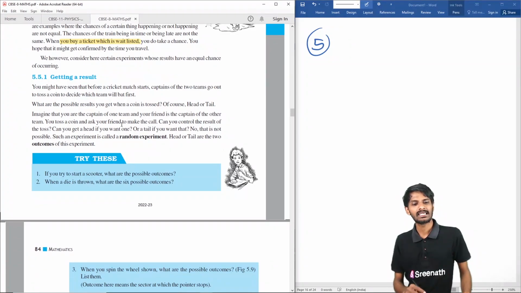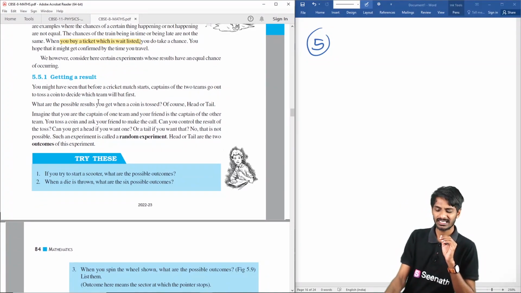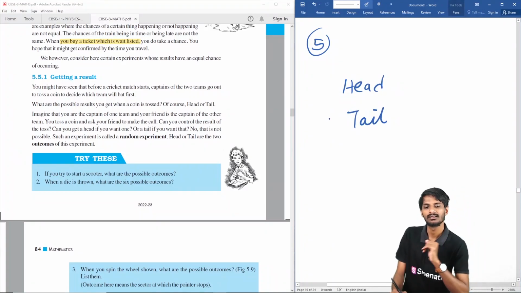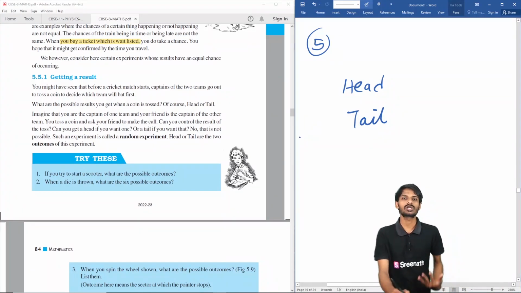Okay, so getting a result. You might have seen that before a cricket match starts, they take the toss. Whenever the toss is happening, who will win? Do you know? We don't know. Whether it will be head or tail, we don't know. So in a random experiment, whatever outcome we get, whether head or tail, it is called the result or the outcome of that experiment.